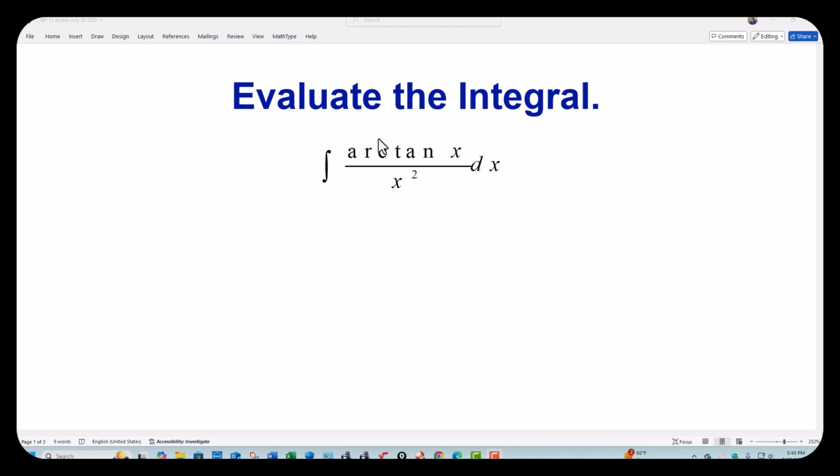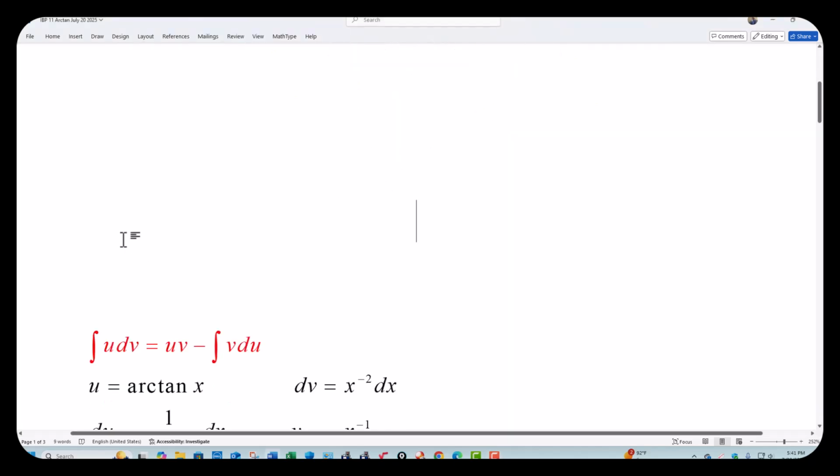I'm going to let the u in that formula equal to the arctangent of x because I can easily compute the derivative of that. And then the other expression, 1 over x squared dx, that's the same thing as x to the negative 2. I'm going to evaluate that integral of x to the negative 2. So let's look at the substitutions here.